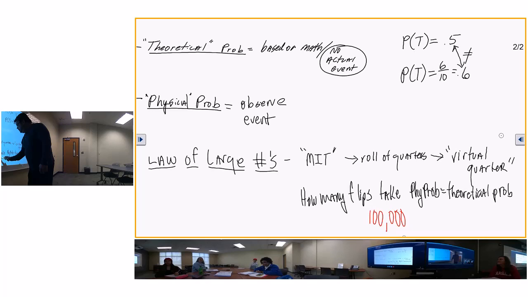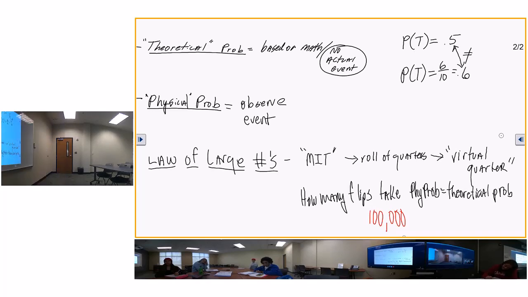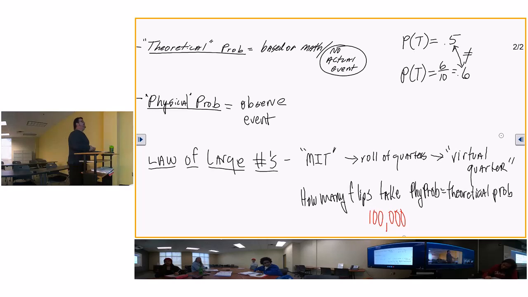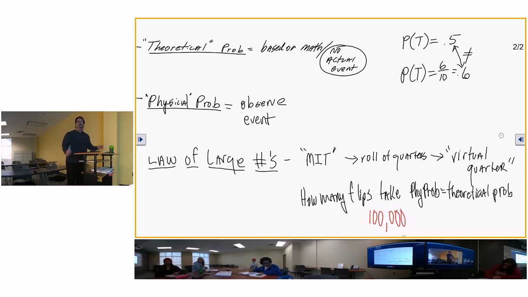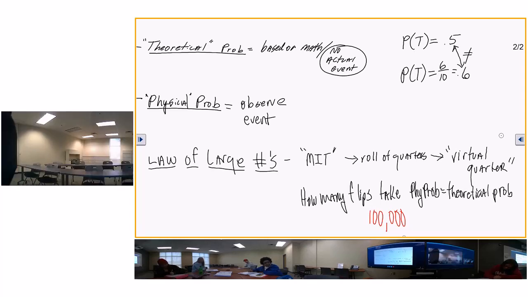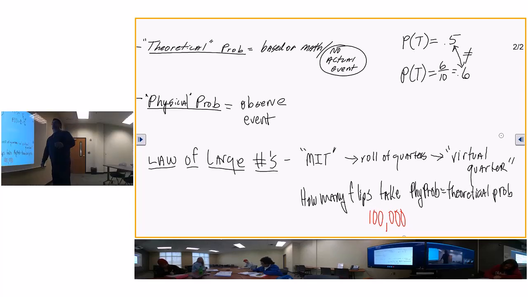100,000. It took 100,000 flips for the computer to get that quarter to 0.499999995. Keep going up, then it wouldn't have been a guess. All right. Now, 100,000. What does this have to do with probability and statistics? It has a lot to do with both.